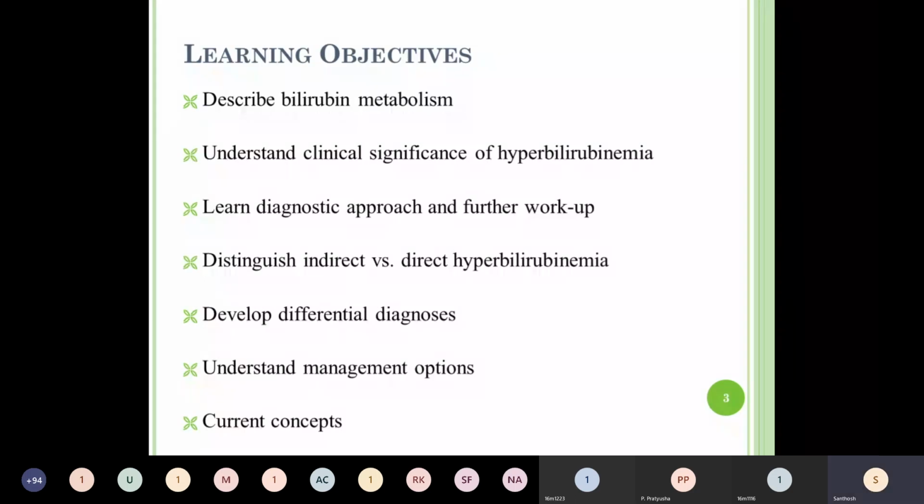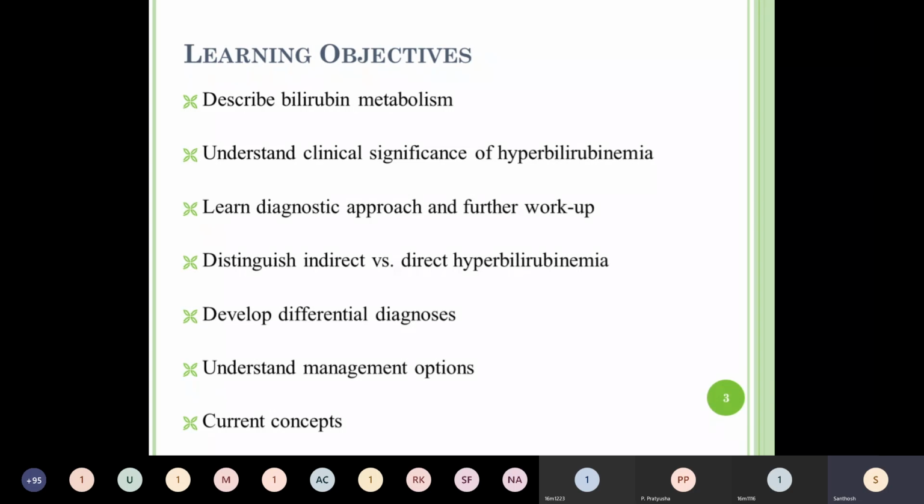So what are the learning objectives here? We are going to discuss under these headings: what is bilirubin metabolism and the clinical significance of hyperbilirubinemia, why we should worry about that, the diagnostic approach and workup, what is direct and indirect hyperbilirubinemia, developing a differential diagnosis, and understanding management options and the current concepts.